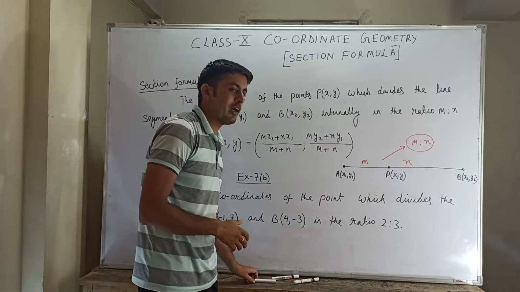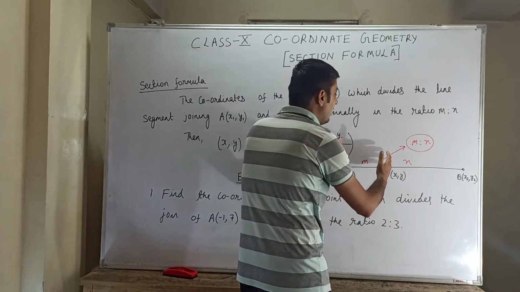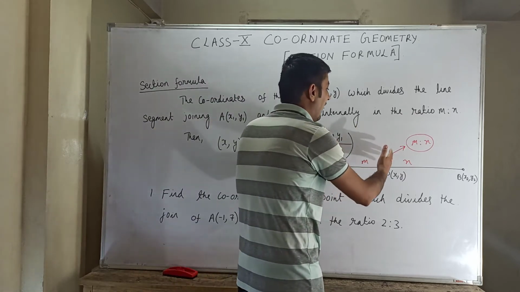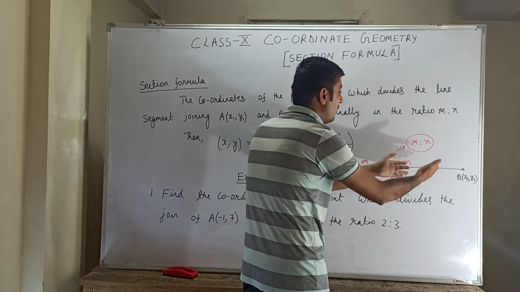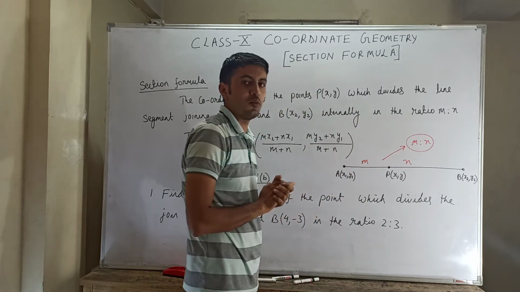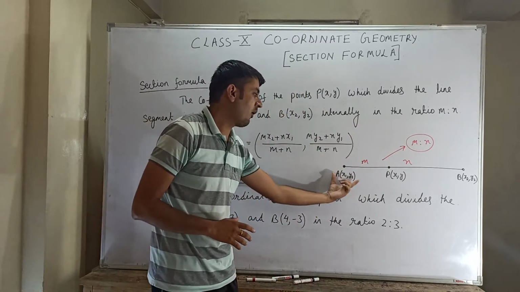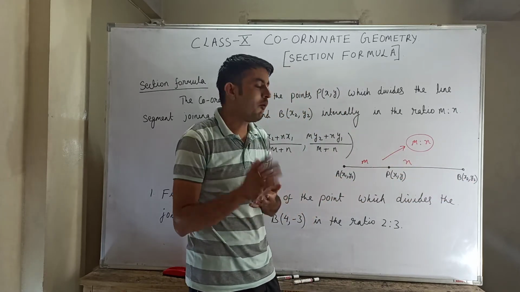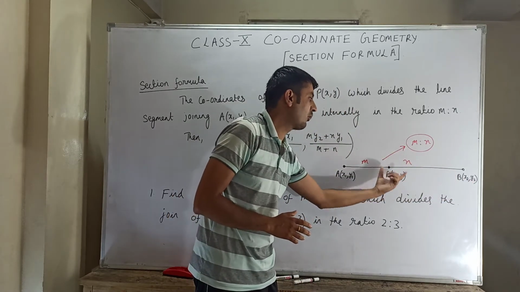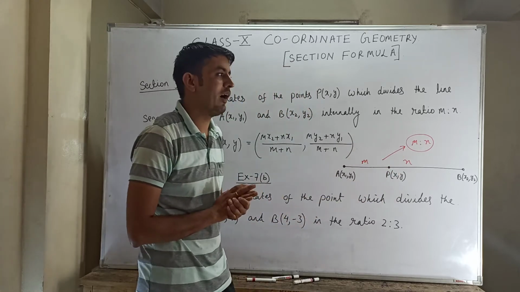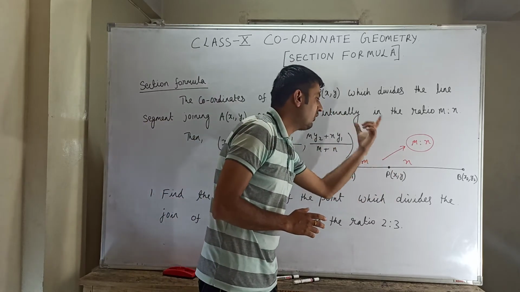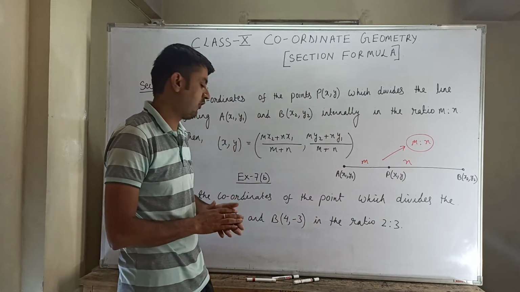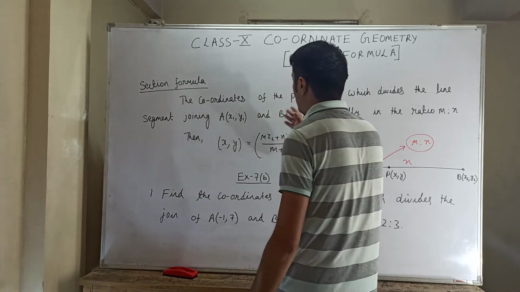Now section formula means you are dividing the line segment into some particular ratio. Okay, suppose it can be 1:2 or 1:5, 1:3, like that. Now this point is given, this point is given, m is given, n is given. How to find out this coordinate P(x, y)? So in order to calculate P(x, y), we'll use our section formula. I have already written the statement, as you can look here.